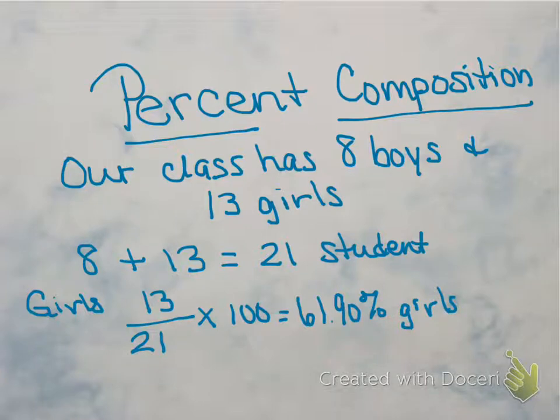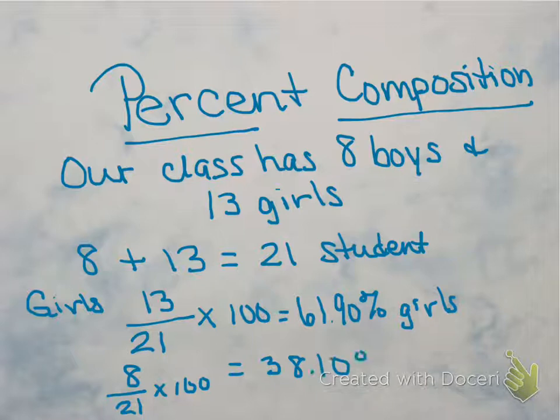I could do the same thing with boys. I could say I have 8 boys out of a total of 21. So 8 divided by 21, times 100, is 38.10. So our class is 61.9% girls, 38.1% boys.